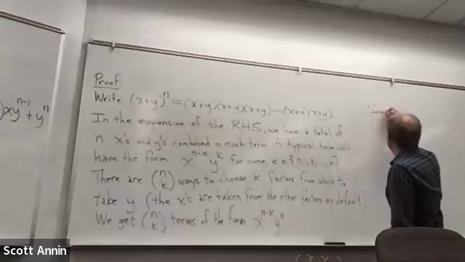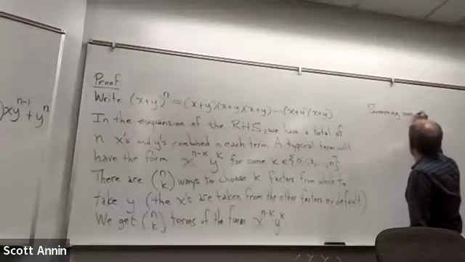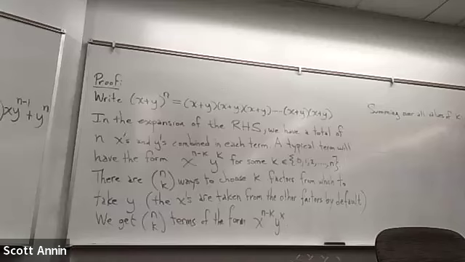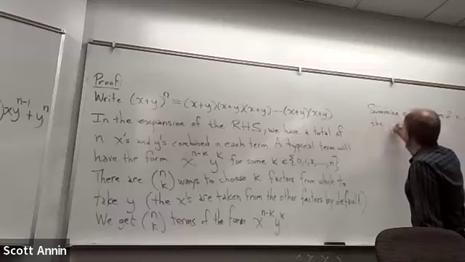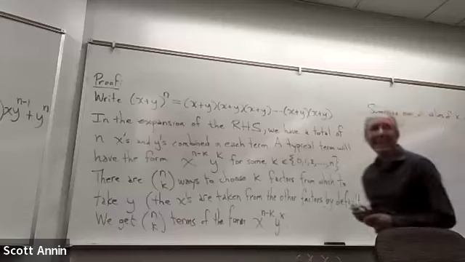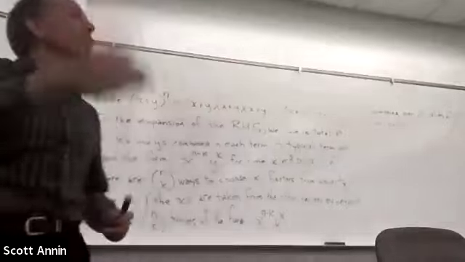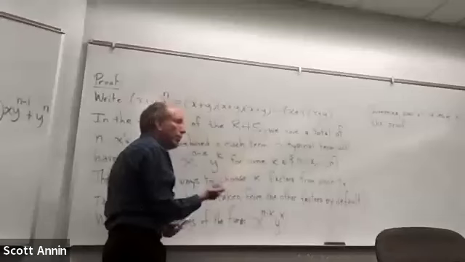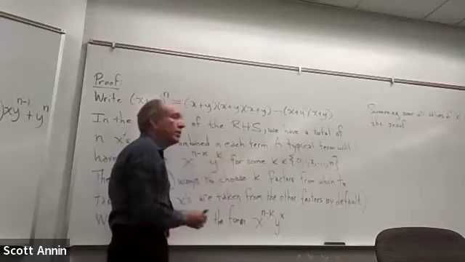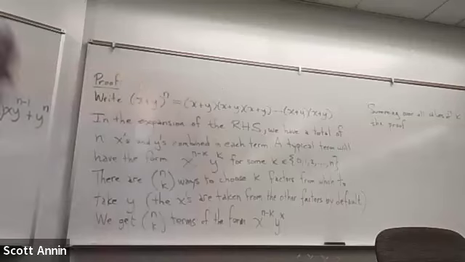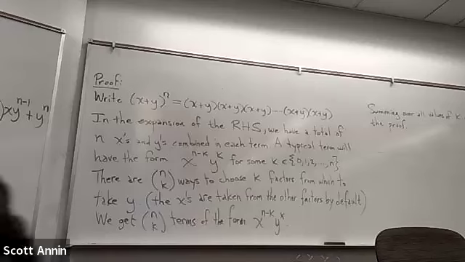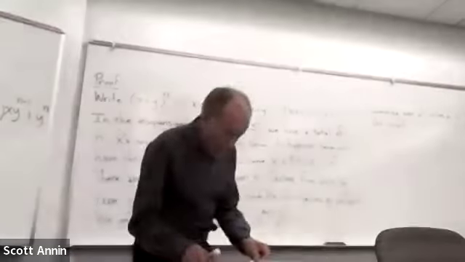And then finally, summing over all values of k completes our proof. It's almost like proof by cases. The cases are just how many y's do you take? Do you take 0 y's? Do you take 1 y? Do you take 2 y's? Do you take 3 y's? That's indexing this power of y to the k here, which has to be something between y to the 0 and y to the n. Make sense? Everybody feel like they could explain that?